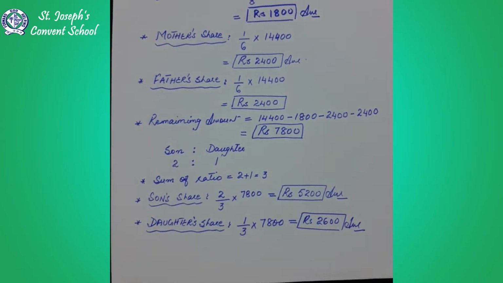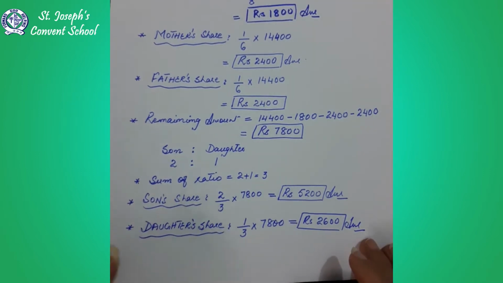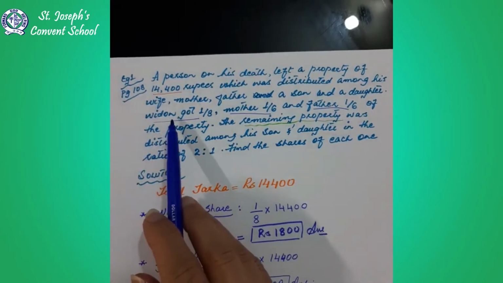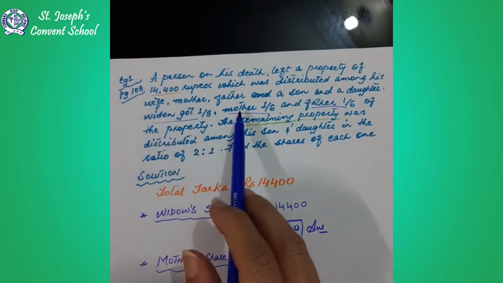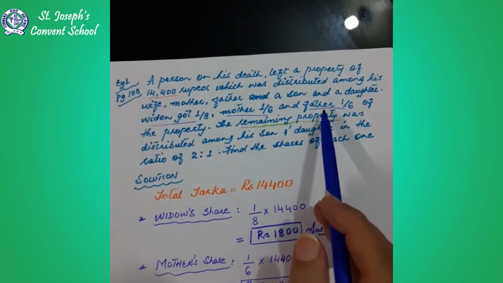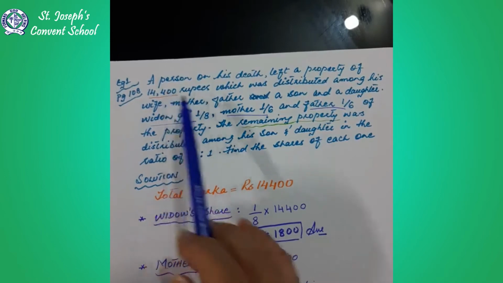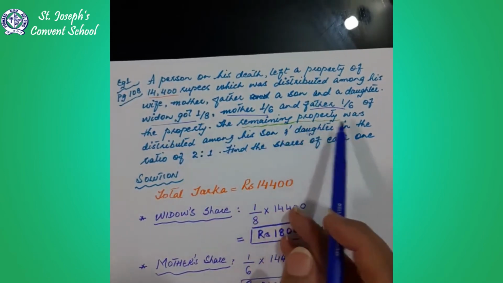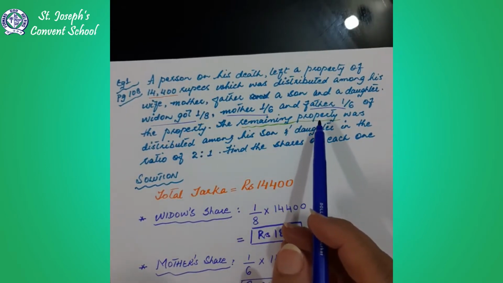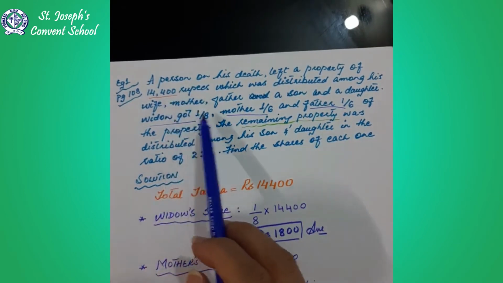Simple question. It is not difficult, but simply you have to solve all these. First you will find the shares which are given in the question directly. Widow's share 1 upon 8 into total amount, then mother's share is 1 upon 6 into total amount, father's share is 1 upon 6 into total amount. Then in the question it is the remaining property was distributed among his son and his daughter. Find the remaining property. Remaining property means total amount minus all three shares.